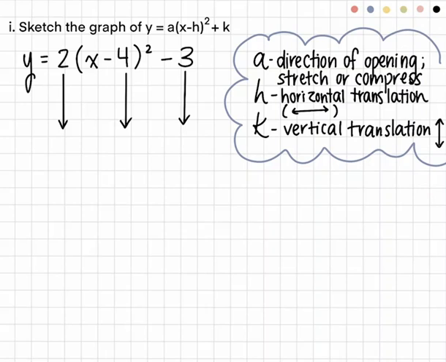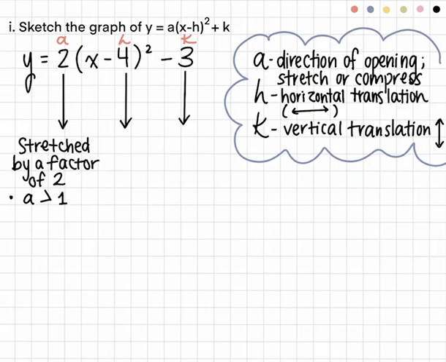Awesome. Okay, so if I look at this equation, I see that we can label these. This is A, this is H, and this is K. Where my A value is, I see that I have the number 2. That means my graph is going to be stretched by a factor of 2. And we know that because it's following the rule that A is greater than 1. That's our rule over here.